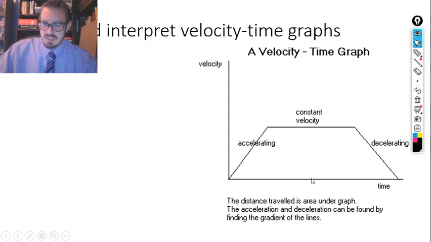The acceleration and deceleration can be found by finding the gradient of the lines. And so there's two really important ideas: that we find the acceleration by finding the slope of a velocity time graph, and the area underneath the curve on a velocity time graph gives the displacement.